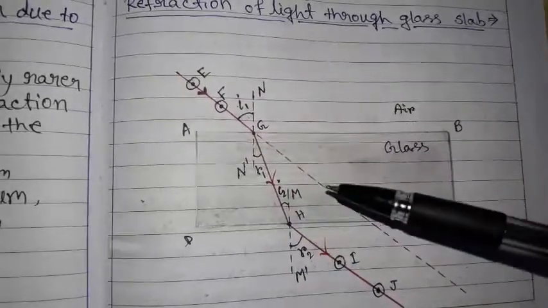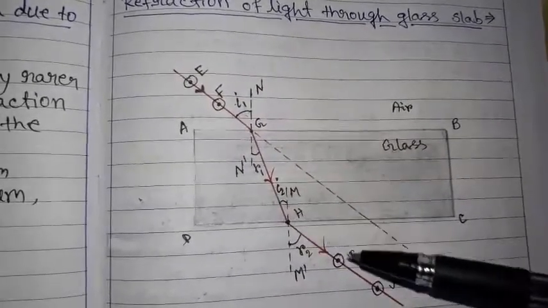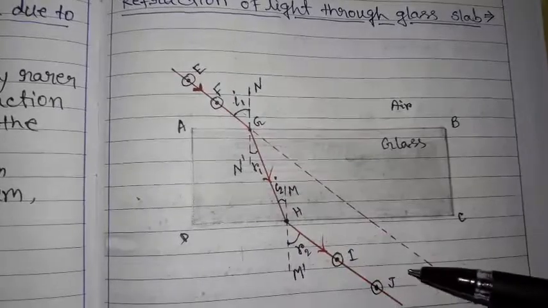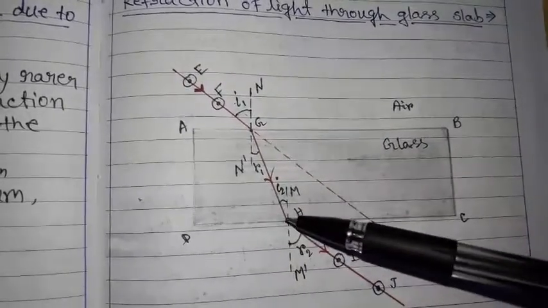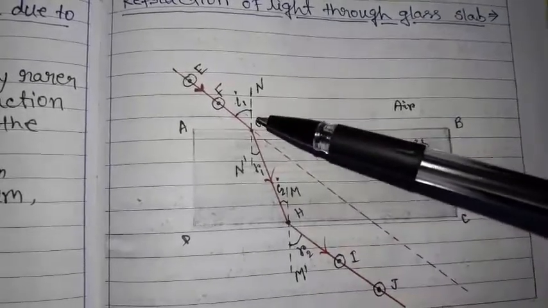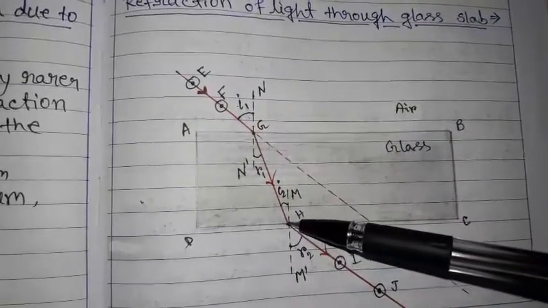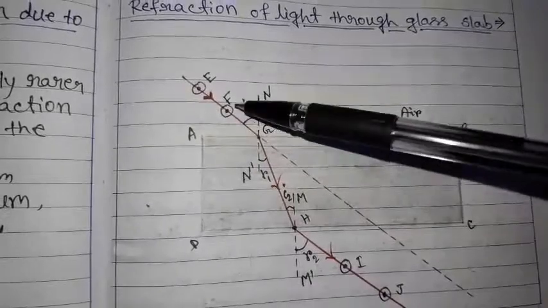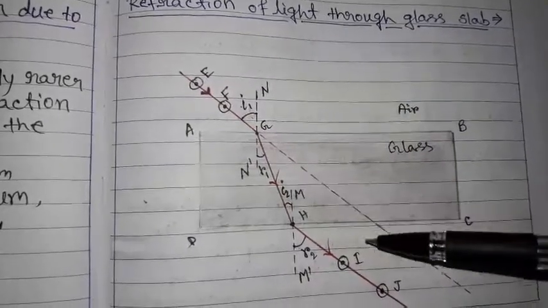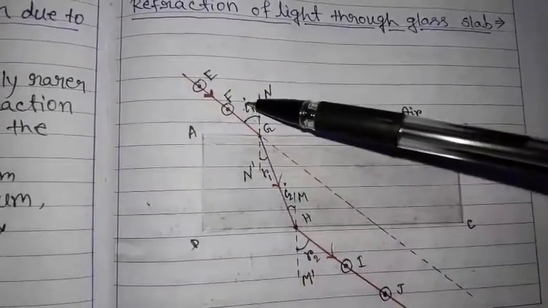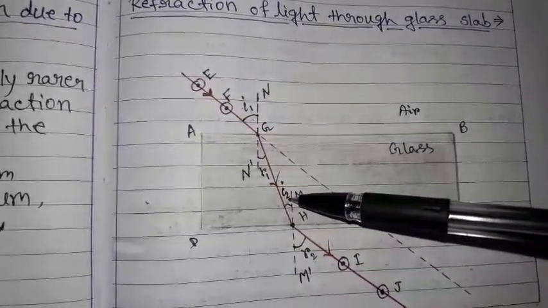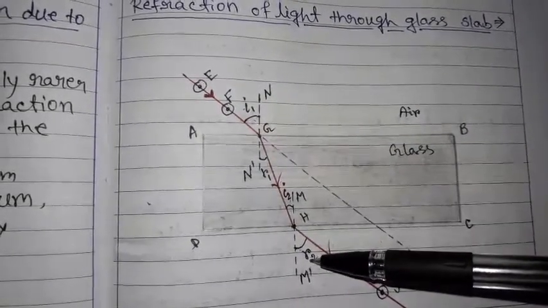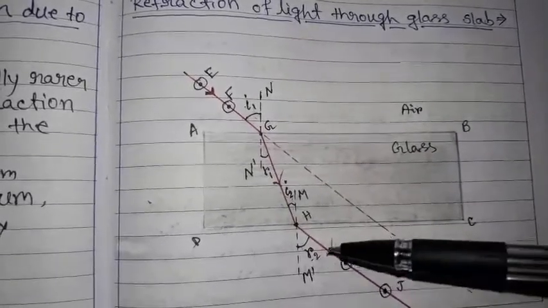Then we remove this glass slab and join these 2 points I and J with straight line which meet at this DC line at the point H. Then we connect the point G and H. So we get incident ray, transmitted ray and emergent ray. This is the angle of incidence, this is angle of refraction, this is again angle of incidence and this is again angle of refraction.